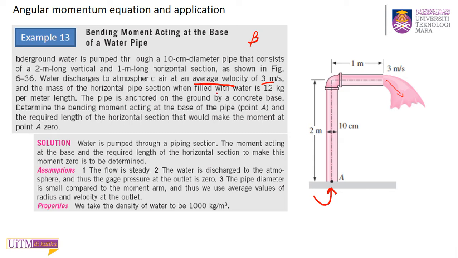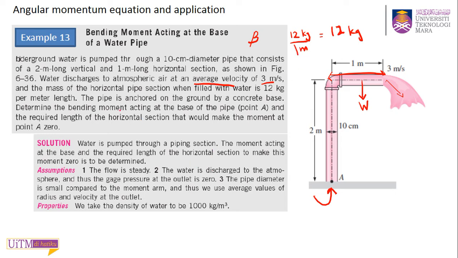And the mass of the horizontal pipe section when filled with water, the mass of this horizontal pipe, they said when filled with water is 12 kg per meter. So it has a weight W, and this mass they give you is 12 kg per meter. So for this 1 meter, the mass will be 12, because the length is 1 meter. So the mass is 12 kg for 1 meter.